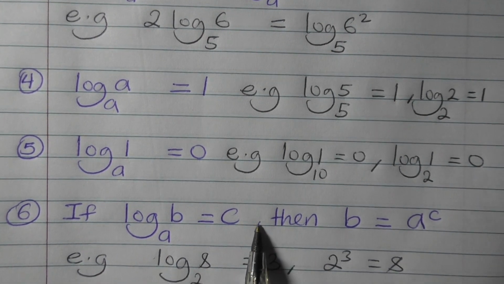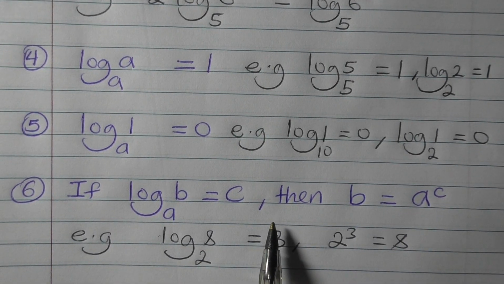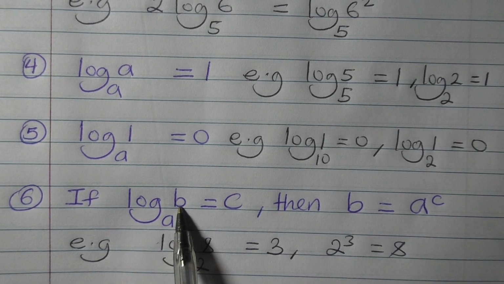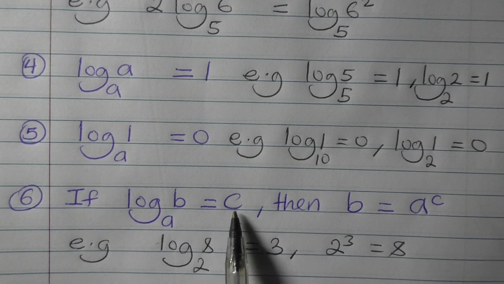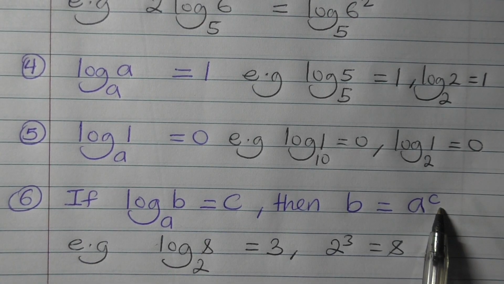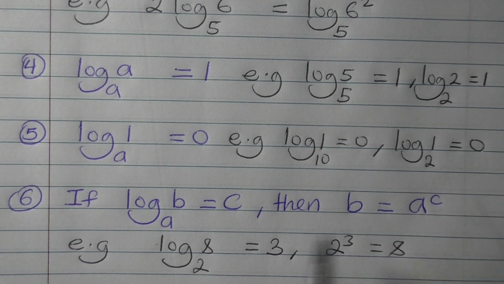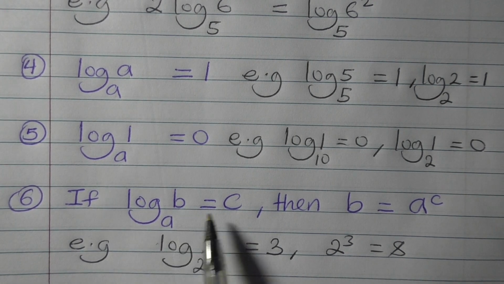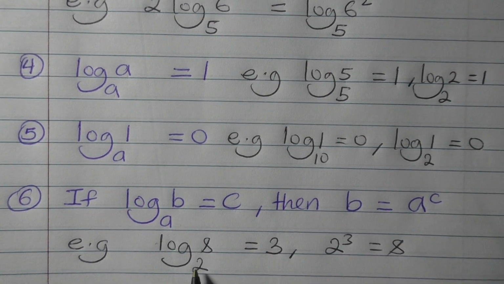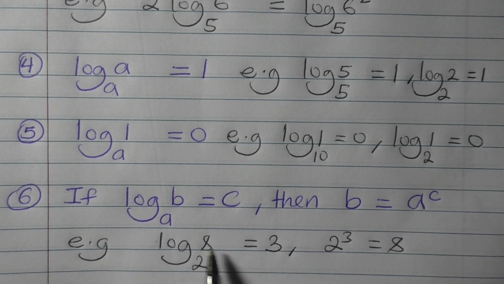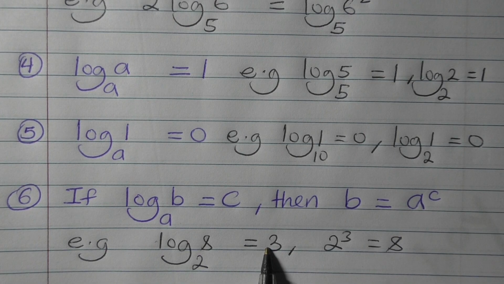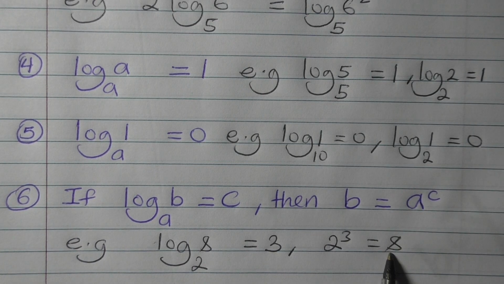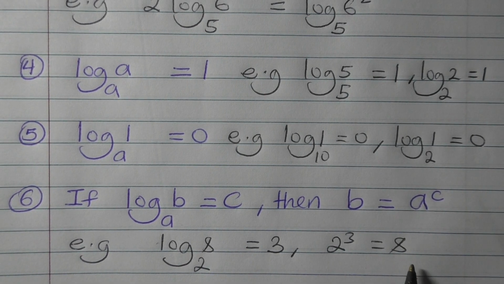Our last law, that is law number 6. Law number 6 says that if log a power b equals c, then b equals a power c. If log a power b equals c, then b equals a power c. For instance, did you know that log 2 power 8 is 3? And therefore, 2 power 3 gives me 8. That is our last law.